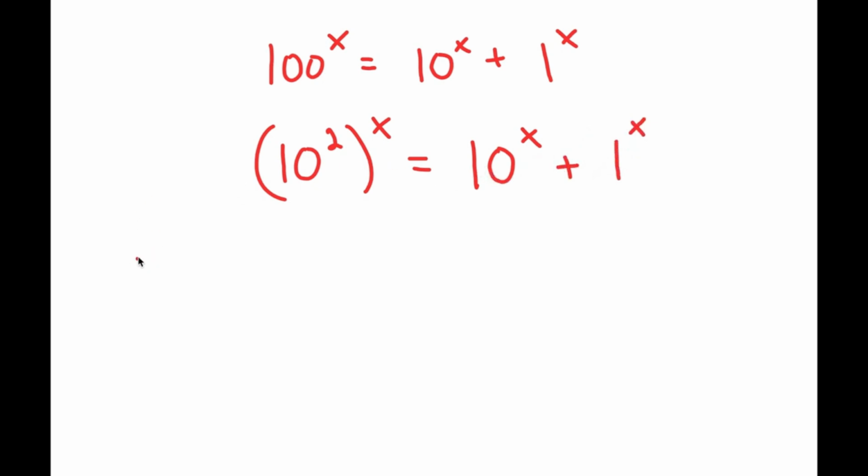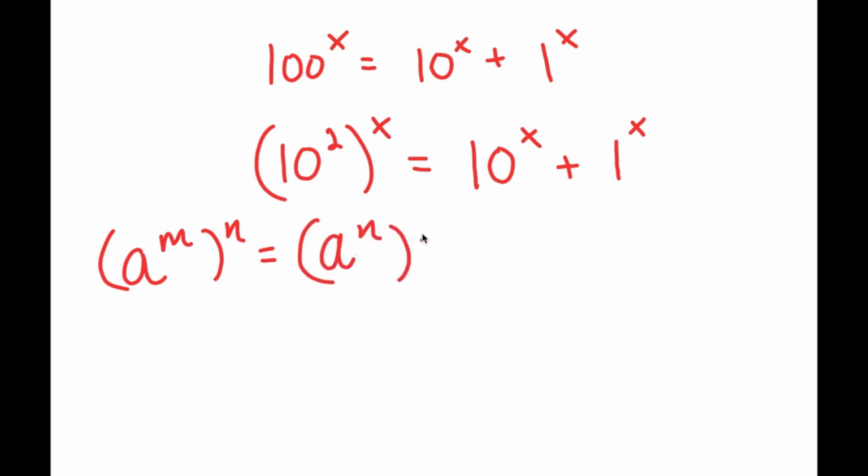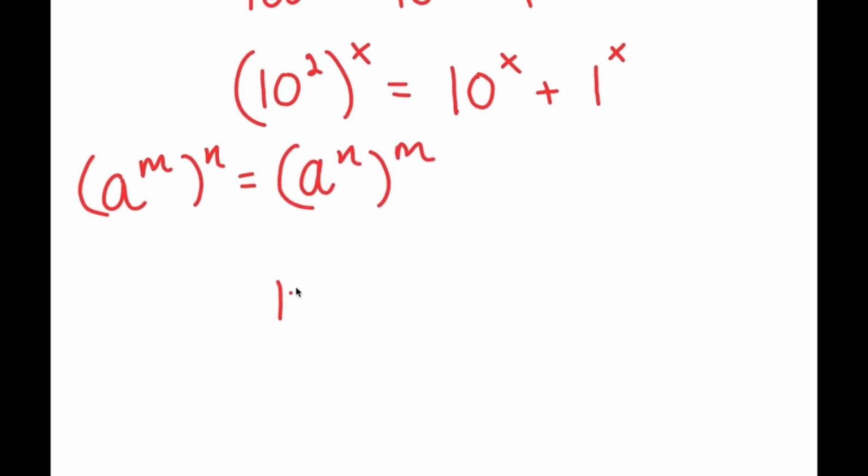Now, if I have something in the form (a to the power of m) to the power of n, this is equal to (a to the power of n) to the power of m. So (10 to the power of 2) to the power of x is equal to (10 to the power of x) to the power of 2. So now I have (10 to the power of x) to the power of 2 is equal to 10 to the power of x plus 1 to the power of x.